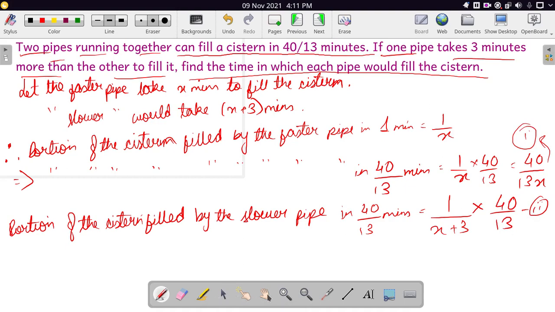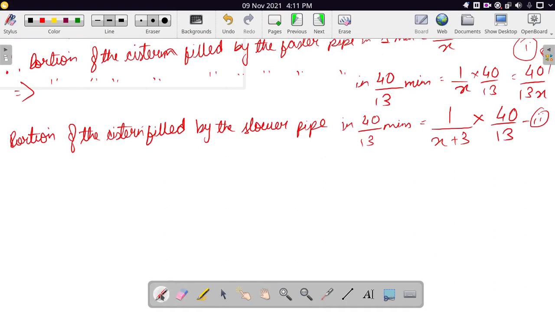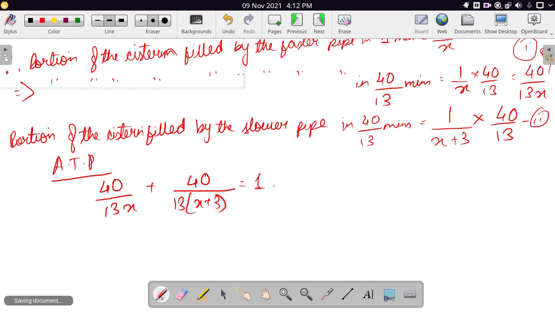Now according to the problem, 40 by 13x plus 40 by 13 into x plus 3 is equal to 1. You need to understand a concept over here. See, portion always exists as unity. We say that you have completed half portion of this work. Half means 1 by 2, right? Somebody says you have completed 1/3 of this course, 1/3 of this lecture. Somebody says 4/3, 4/3 means it's getting increased by 1, and it's more than 1.